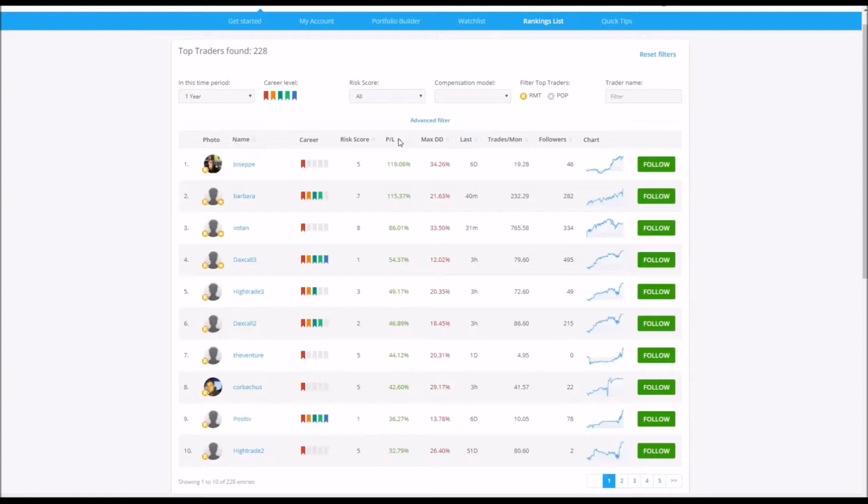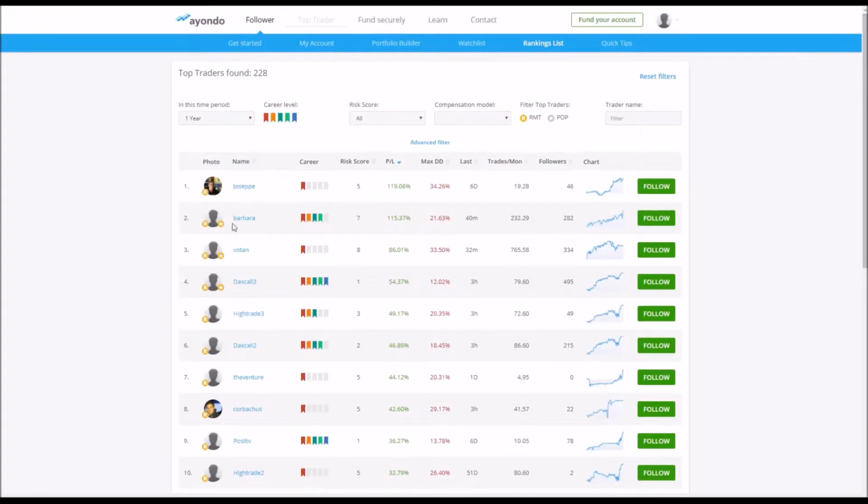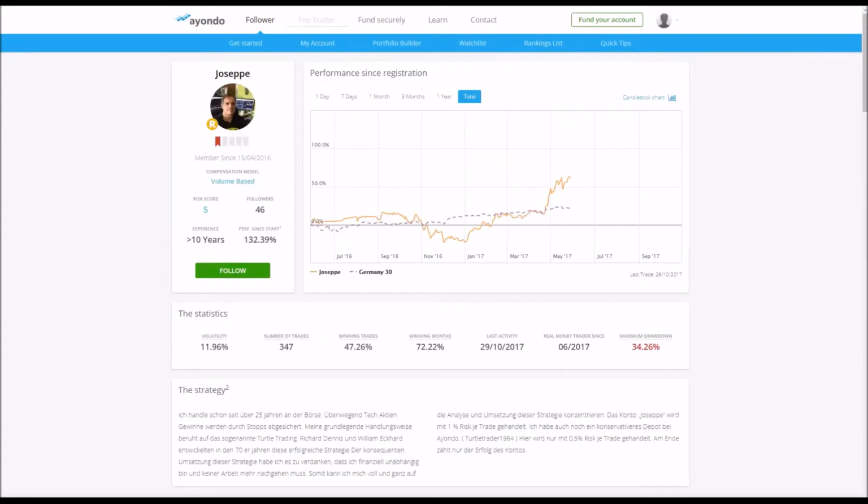I think the next step is, well, let's drill down. Let's find out a bit more information about these traders. Let's have a look at Giuseppe. I do have Giuseppe in the portfolio, so we'll come to Barbara after Giuseppe. But let's have a click on Giuseppe. So what have we got here? First of all, we've got how they've performed. So the orange line here, that's Giuseppe's P&L. And the dashed purple line is the DAX, the German index.